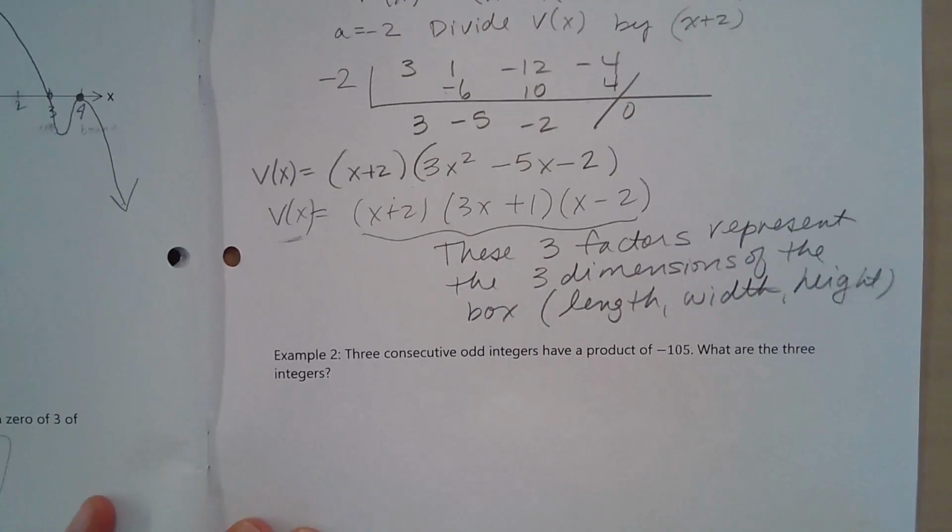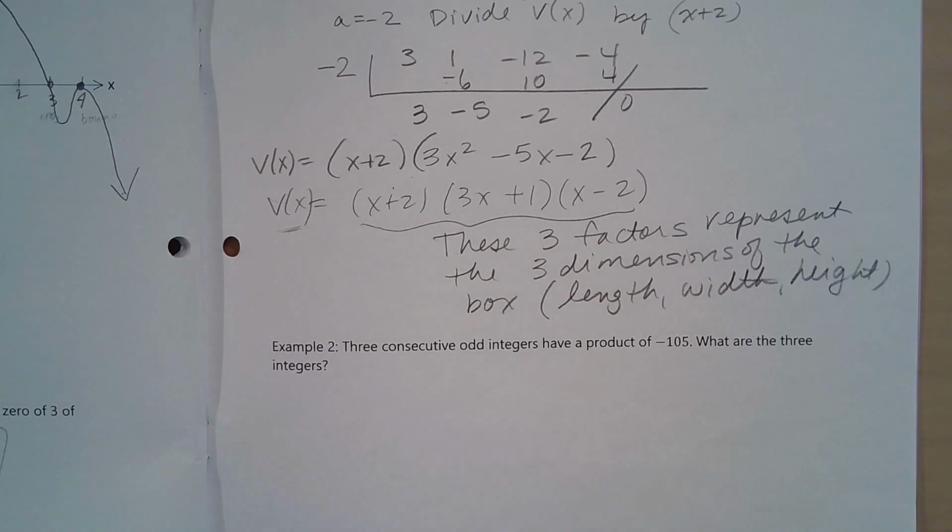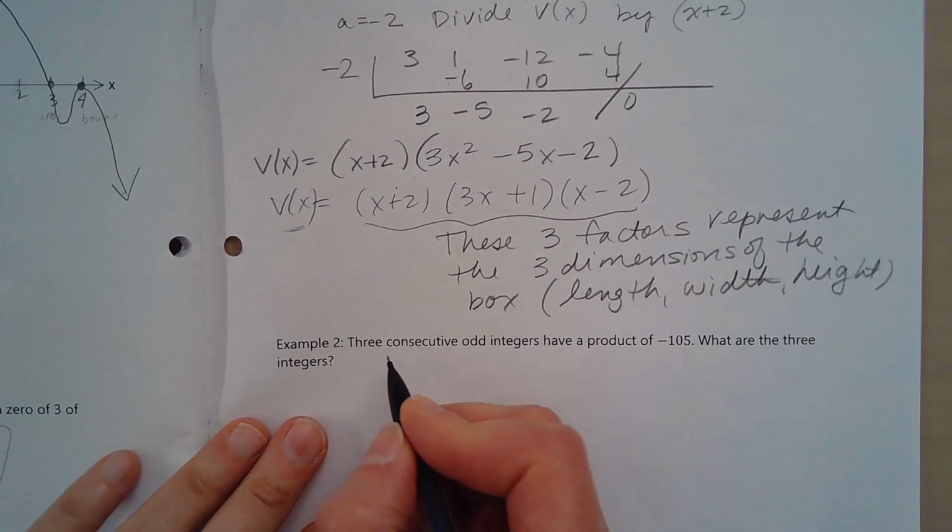Okay. All right, so now let's try this type of question. Three consecutive odd integers have a product of negative 105. What are the three integers? Okay, let's talk about this one.